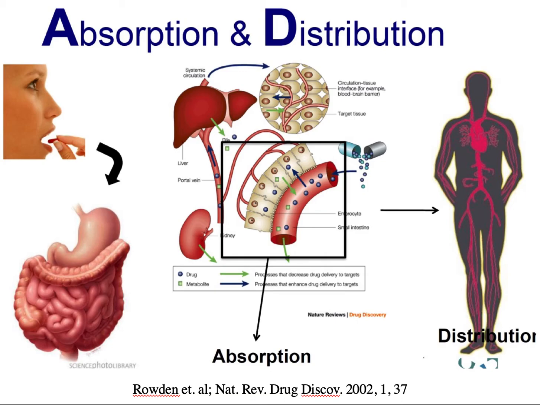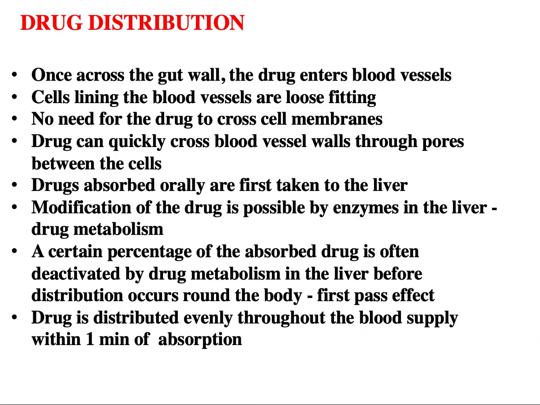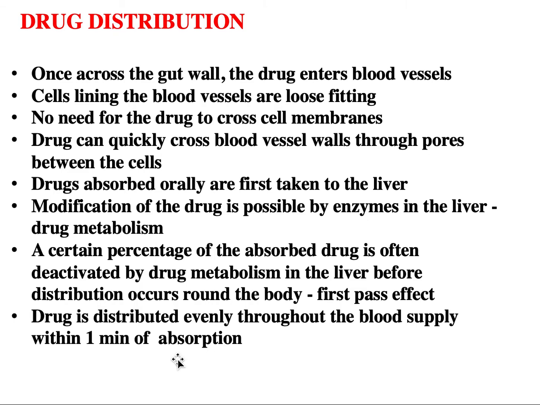Absorption and distribution. All right, so that's once it's crossed the gut wall again, it hits the liver. A certain portion of it is probably deactivated by the liver before it hits the body. And then once it's absorbed, it hits the blood supply within 1 minute. But again, the absorption process is a gradual process.